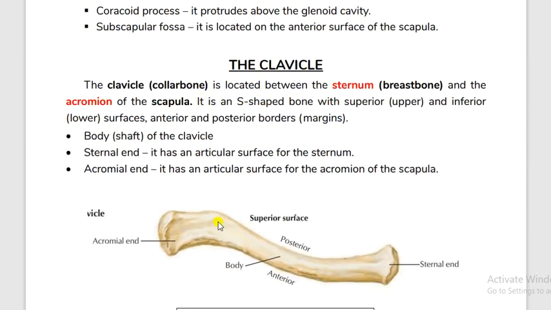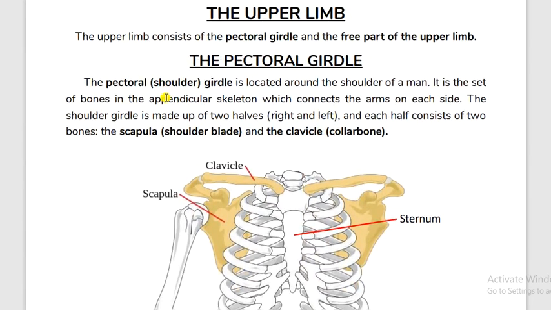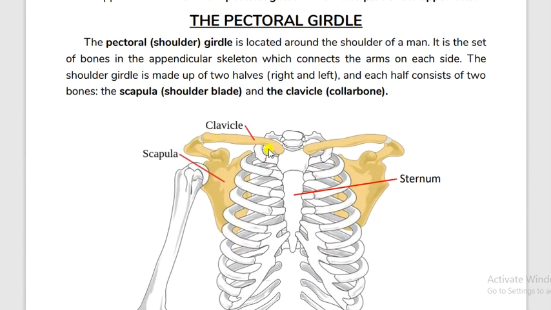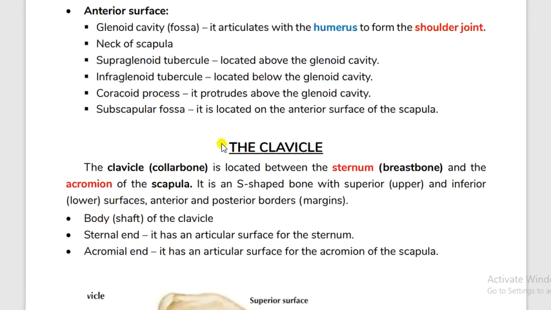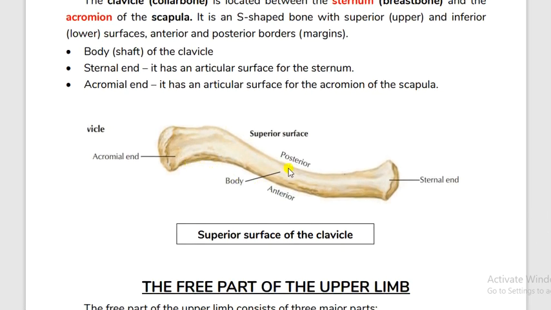It's an S-shaped bone, as you can see here, with superior, that is the upper, and inferior, like lower surfaces. So it has two surfaces, a superior surface and an inferior surface. It also has anterior and posterior borders. You can see an anterior border here and a posterior border here. So it's a flat bone.